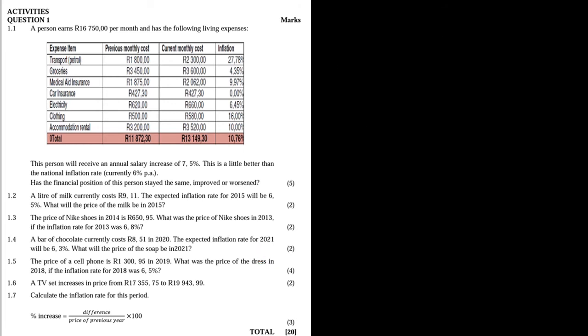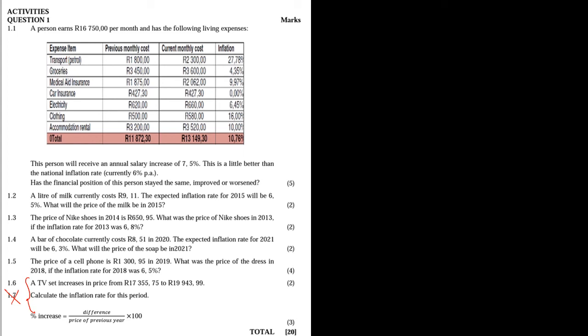Okay, for 1.6, the 1.7 that appears here shouldn't be here, because basically this entire section is one question. Alright, so let's put this in its perspective. So we have 1.6, a TV set increases in price from 17,000 some change to 19,000 some change, right? So calculate the inflation rate for this period. So now what they want us to do is look at percentage increase and decrease. That's basically what's going on here. In this case, it will be percentage increase, because from 17,000 it's gone to 19,000.